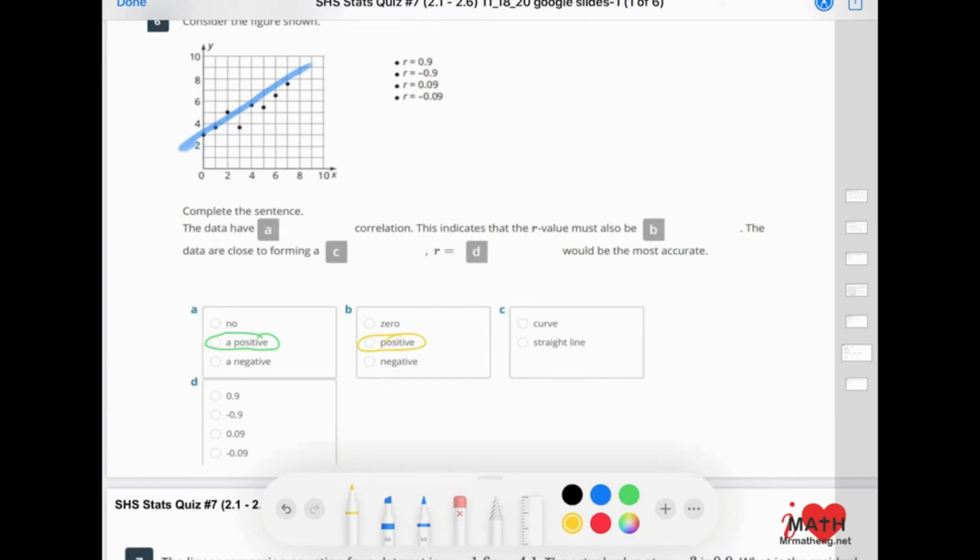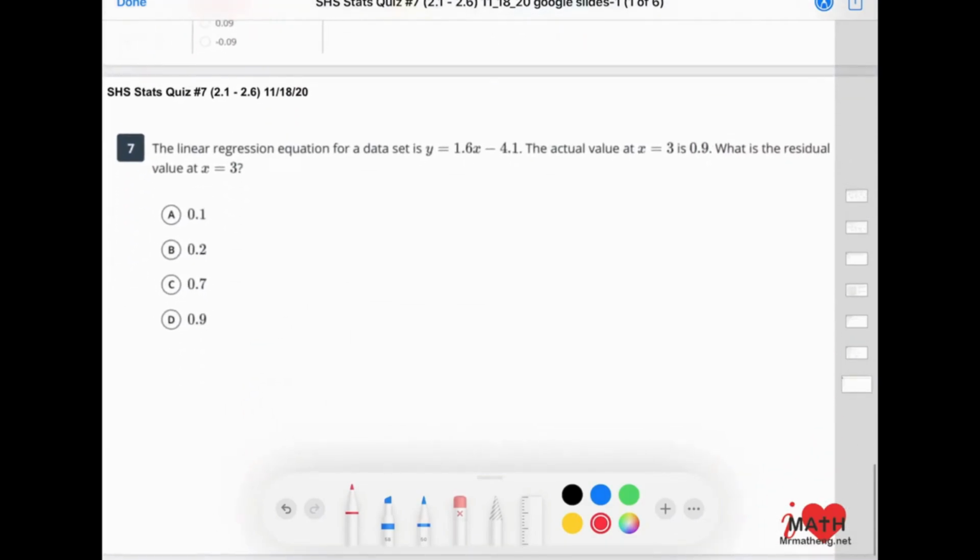The data are close to forming a what? Curve or straight line? I would say a straight line. And R would have to be equal to, would be the most accurate. So I'm looking for a positive number and strong, so that would be this one right there. Okay?